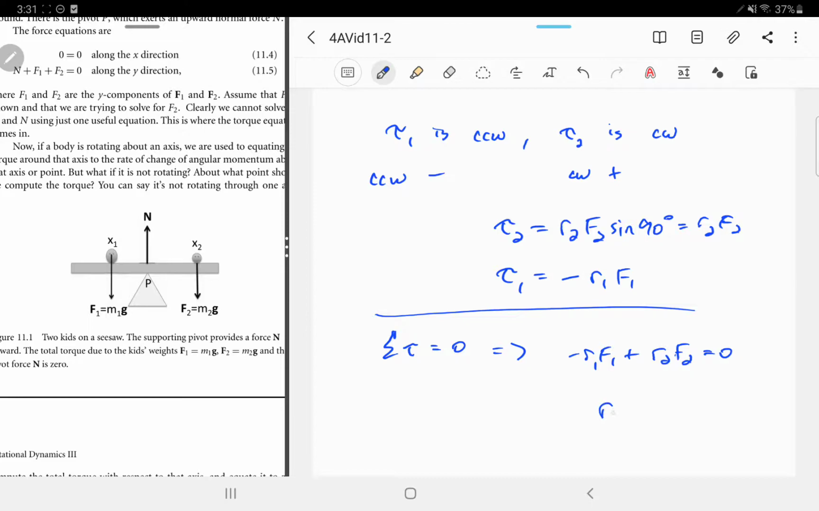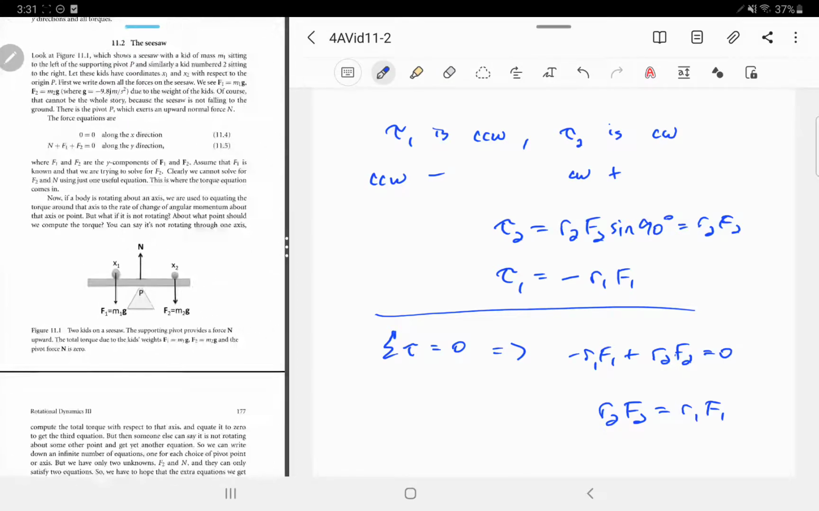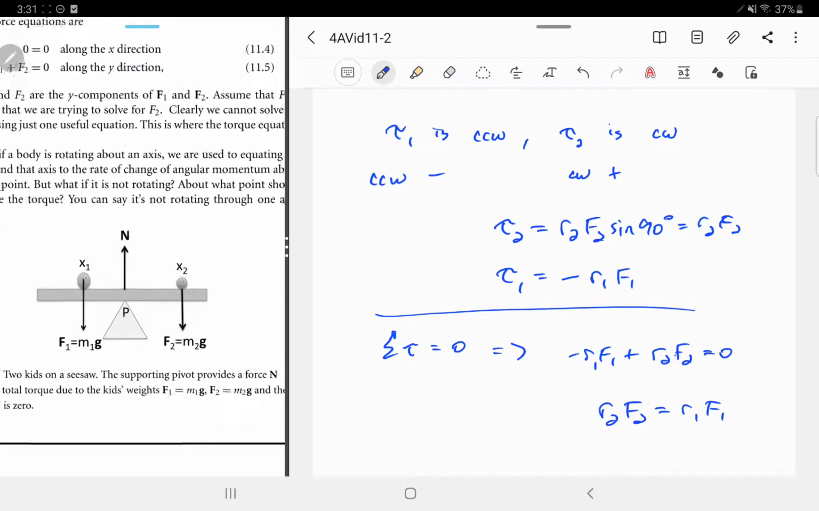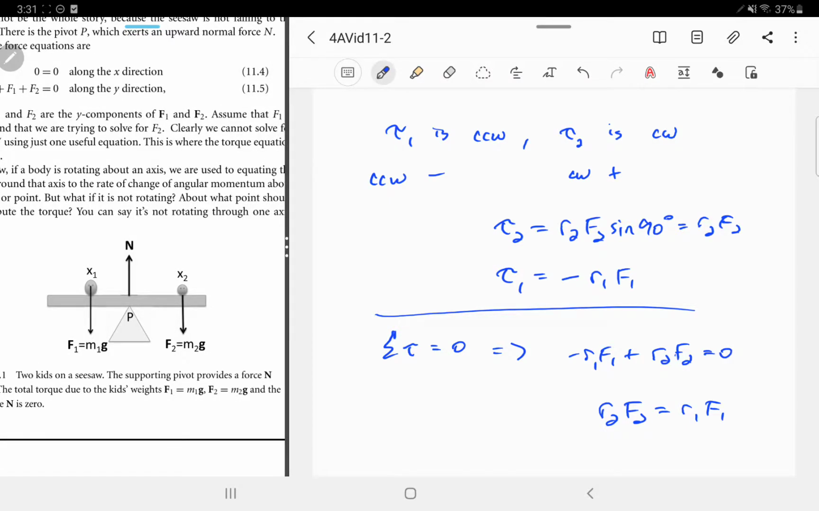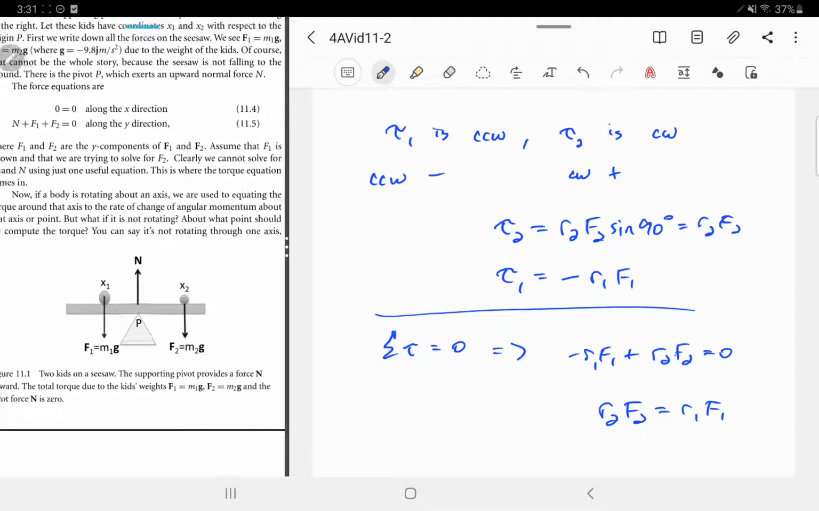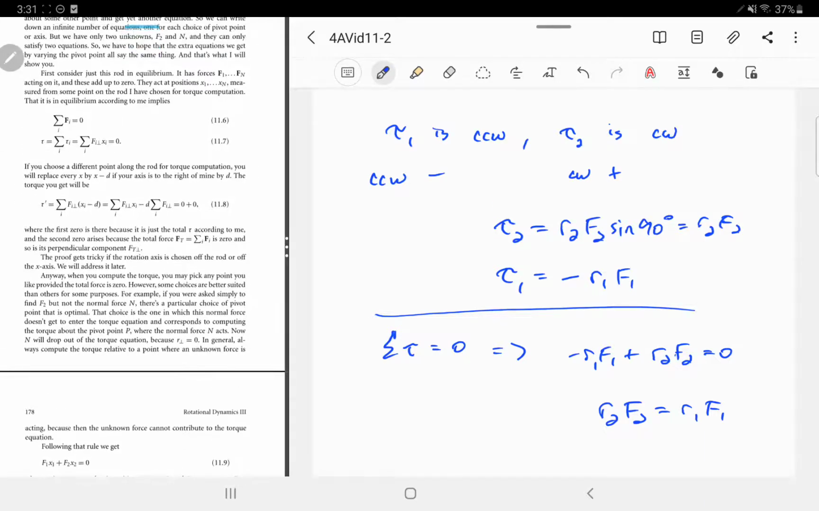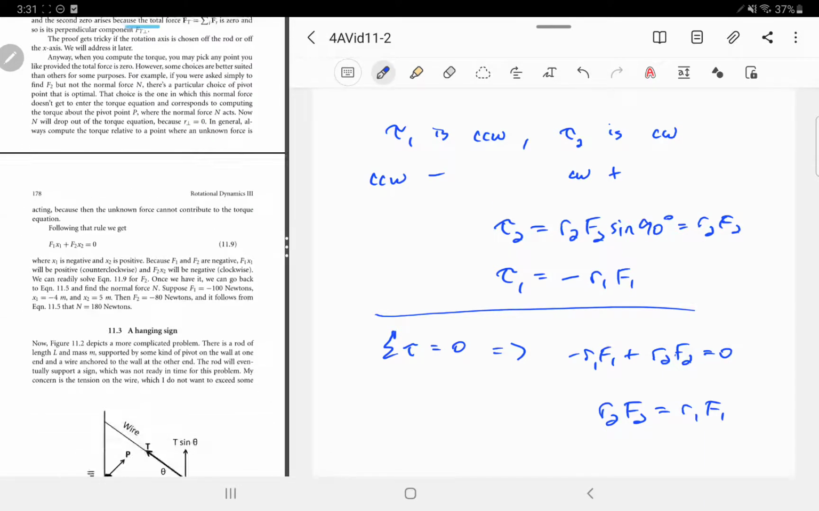Or it looks like R2F2 equals R1F1. And the x1, I don't know if your book is talking about the x coordinate there or something, but our r's just indicate the magnitude, the absolute value of the distance from the pivot point to that point of interest. So it's a positive number equals a positive number for sure. So let's see what they mean by this.